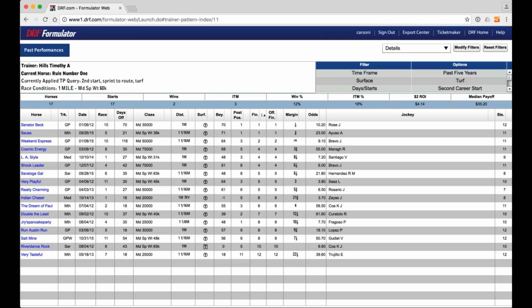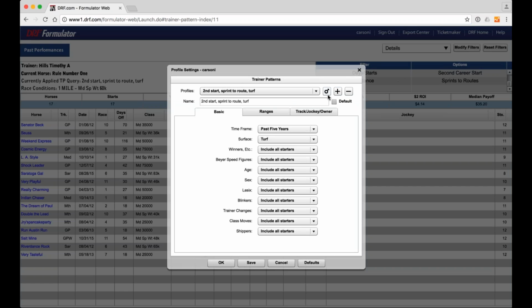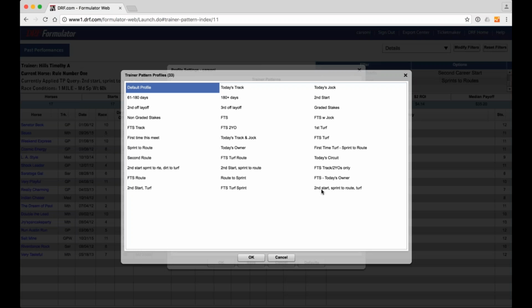Now that should appear right under that drop down. You can see that we have the 2 for 17 record here, and here's our specifications: turf, second career start, and sprint to route. And if I go into modify filters now, and back to this pop-up, out all profiles, I now have second start right here, sprint to route, turf.